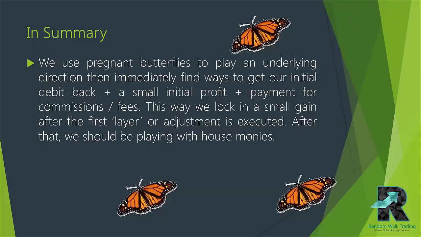But we're looking to try to get the initial cost back and a small initial profit. Tack in your commission cost if you want. If you want to be more technical, perfectly fine. And like I said, we'd lock in a small gain. And after that first layer, that adjustment's executed, we're just playing with house monies, and then we kind of go to the next expiration. And with the SPX, like every 2 days or every week, if you wanted to, you can start with a new expiration and just keep repeating the process.